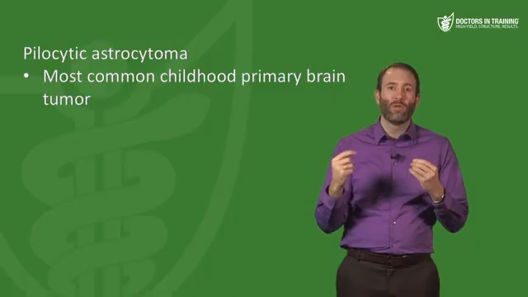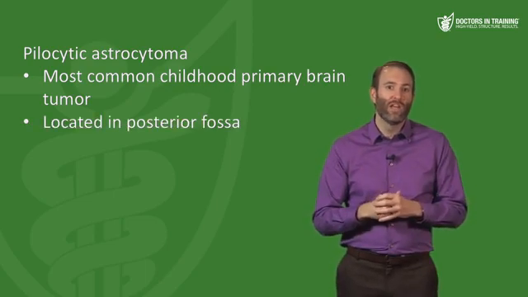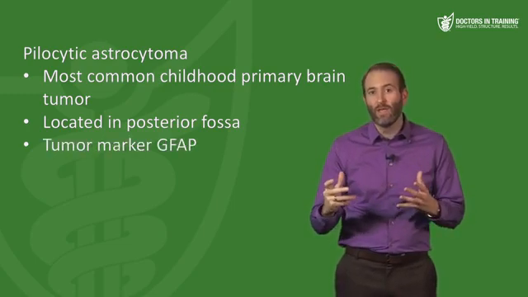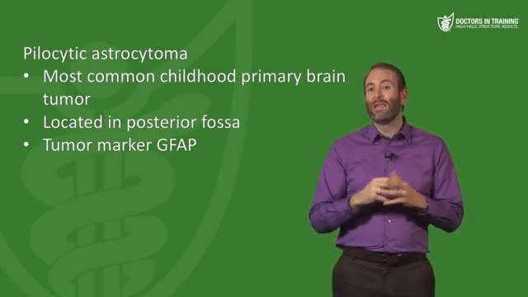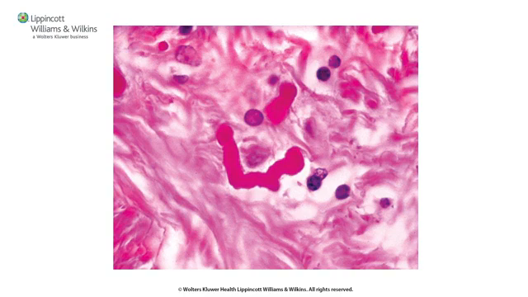So in adults, the most common brain tumor was a type of astrocytoma, again, called the glioblastoma. Well, in children, again, the most common primary brain tumor is another astrocytoma. These tumors are located in the posterior fossa, and just like the glioblastoma, patients will have that elevated GFAP, which can be used as a tumor marker. Now, in this case, though, the prognosis is not nearly as bad as it was with the glioblastoma in adults. Now, under the microscope, you may see the Rosenthal fibers, and those Rosenthal fibers are eosinophilic corkscrew-looking fibers.